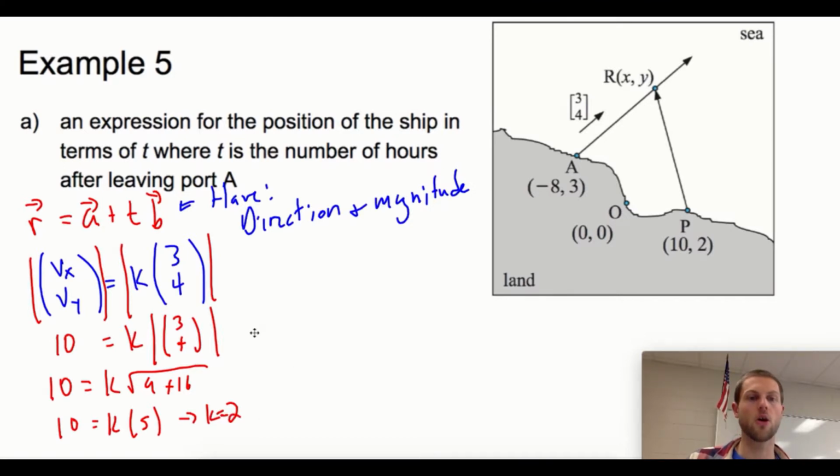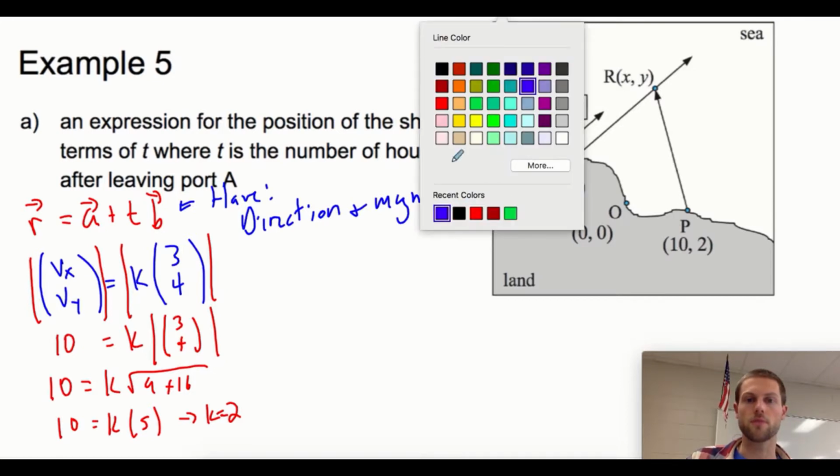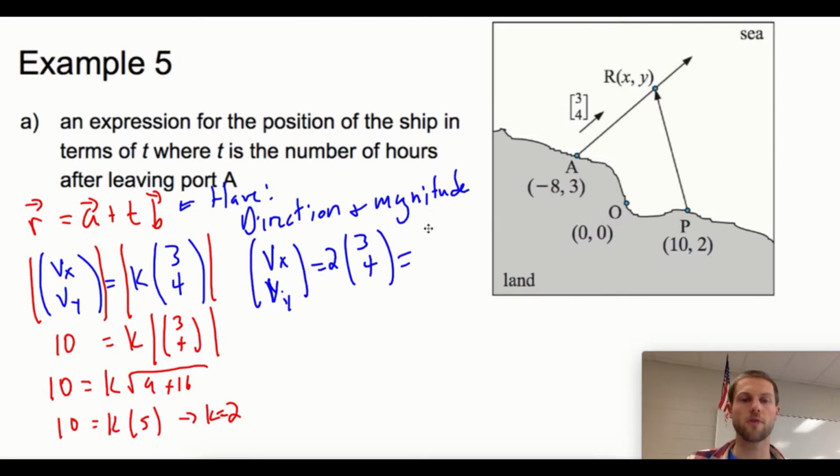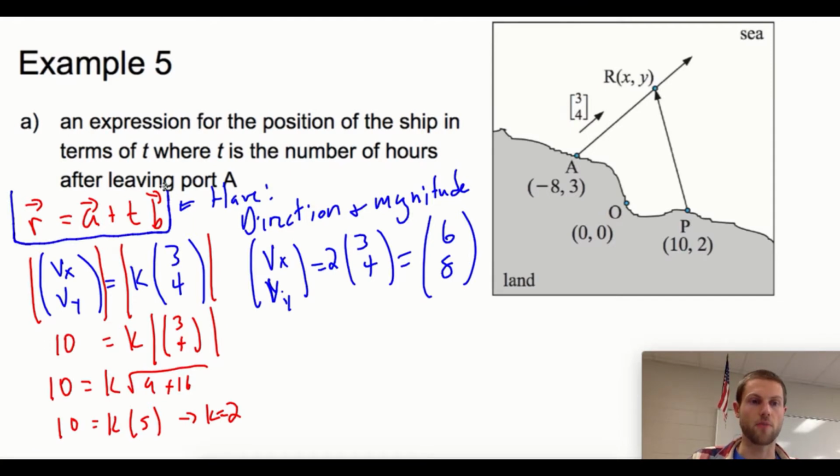How does that help me? Well, if k is 2, then my velocity vector, Vx, Vy, is going to equal 2 times the vector 3, 4. So my velocity vector is 6, 8. All that work to find my velocity vector. I'm not even done. Really what I've started is I've just found the b in this vector equation.